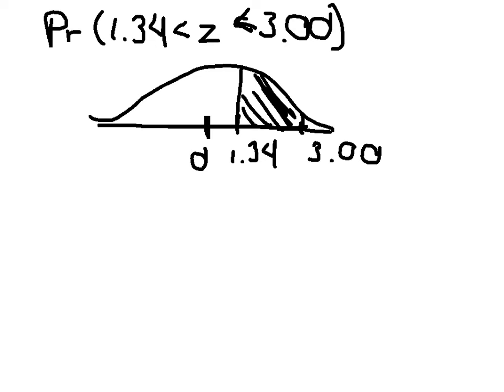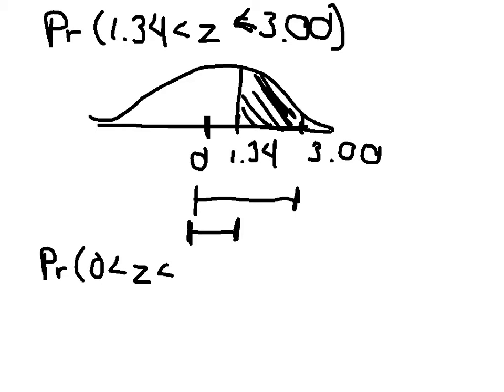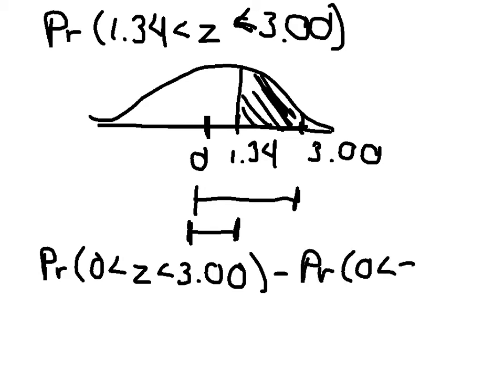Now, we have to think about this a little bit. If I look up 3, that's going to give me everything from 0 to 3. I don't want all of that. I just want the part from 1.34 to 3. So what I'll do is look up the 1.34, and I will take that and subtract it. So this is going to be the probability that z is between 0 and 3, and subtract out the region between 0 and 1.34.